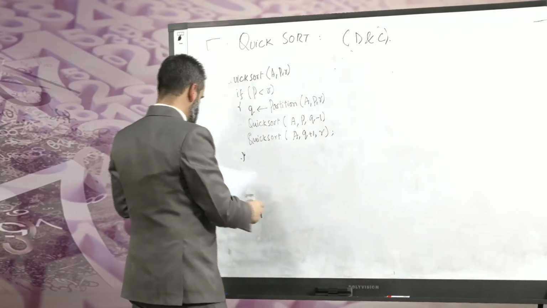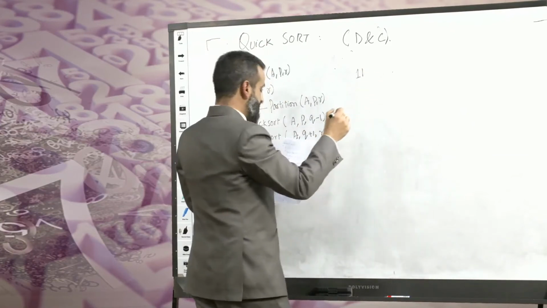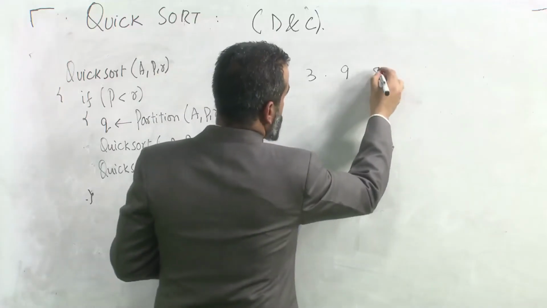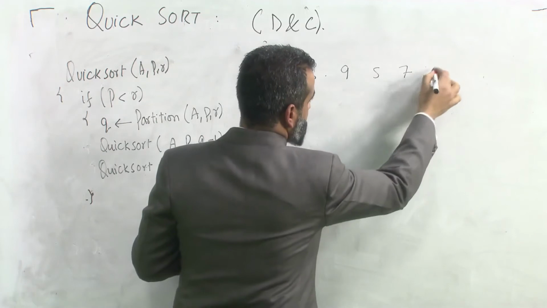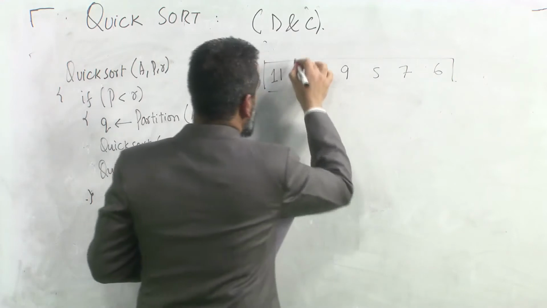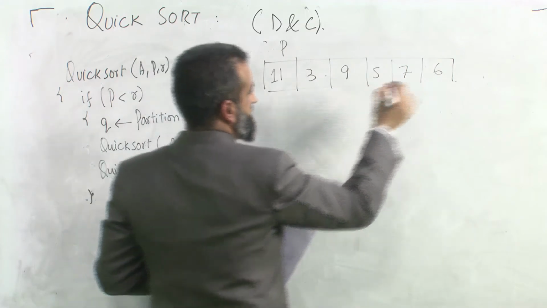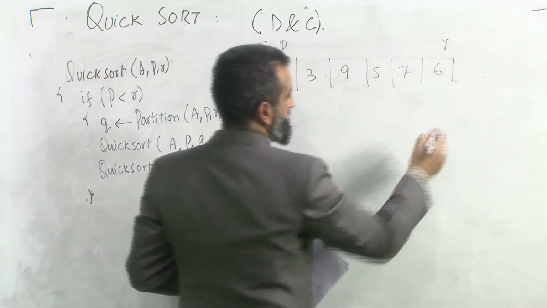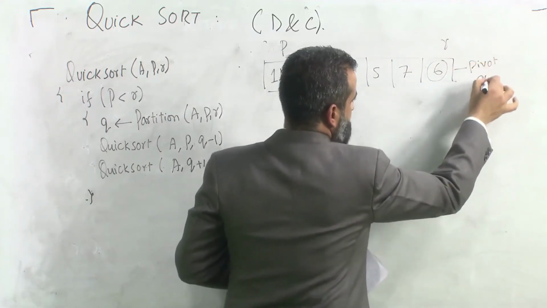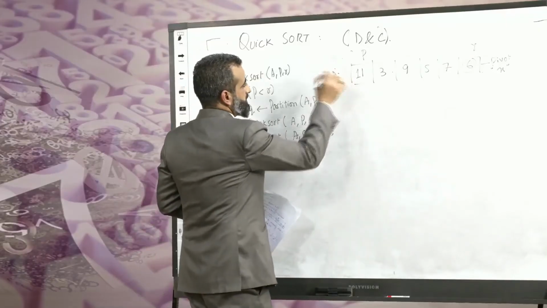So let's suppose I have an array, a given set of elements, containing elements 11, 3, 9, 5, 7, and 6. So this is the given array over here. As I said earlier, P is pointed towards the first element, R is pointed towards the last element. So this is my pivot element. Let's represent it by an X, and this is the array A.